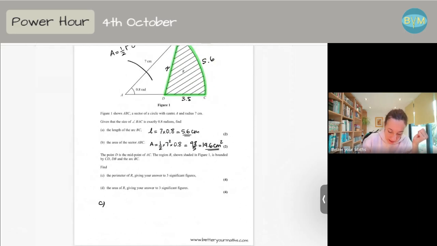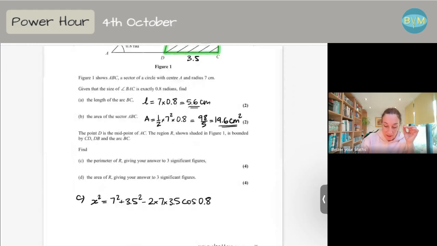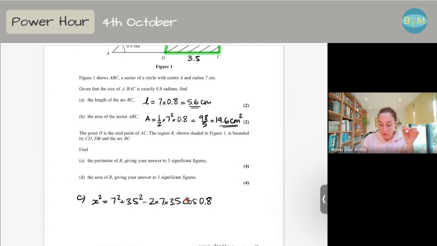So I'm going to write x squared is equal to the other 2 sides squared minus 2 times the product of the sides and cos of the angle, which is 0.8. If you know how to change your calculator to radians, when you do this cos, your calculator must be in radians. If you don't know today, you can investigate, or when you learn radians at school, you will learn how to do it.